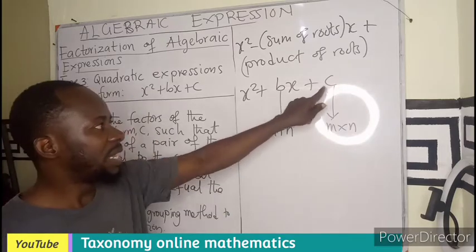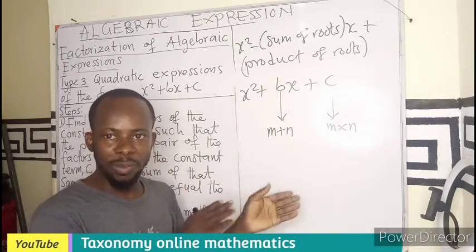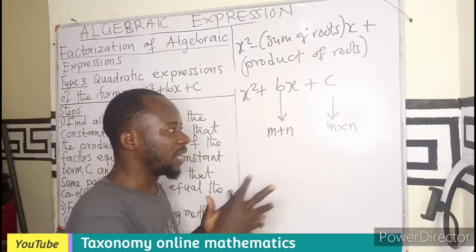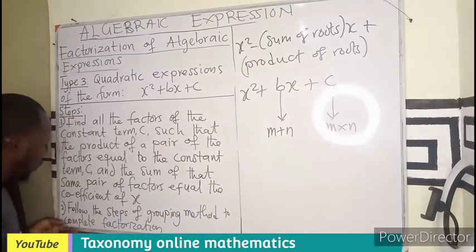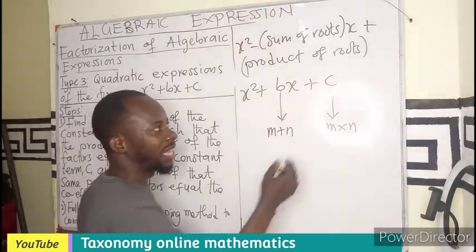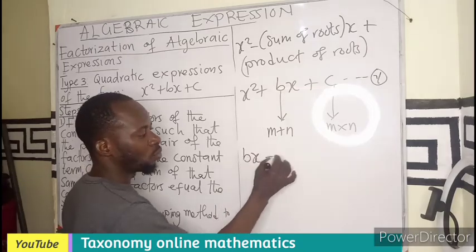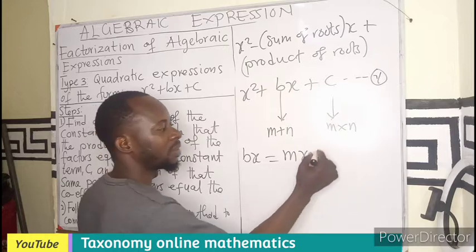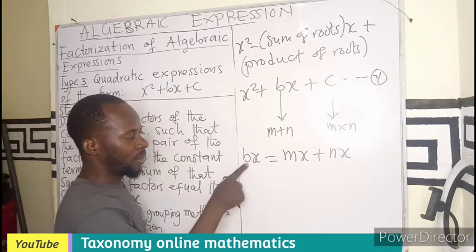Simply put, the constant term is c. The factors of c, when you multiply them to give you c, will be m times n. If I add the same, I should get b. So we are going to follow the last step, meaning we are going to break this into those factors. If I label this as equation 1, then my bx should be equal to m multiplied by the x plus n multiplied by what? The x. We are replacing this.